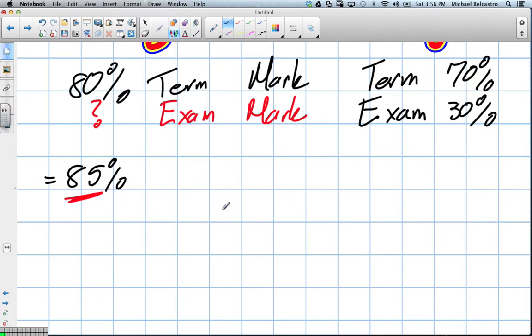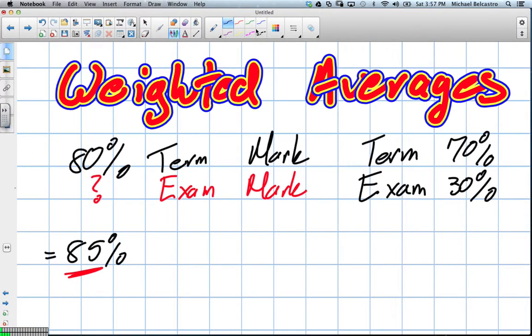Or usually they'll call it X times W, W being the weighting. In this case, which values are the weightings? The term and the exam weights here. So these are our W, our weightings, and our values are our X. So these are our marks.